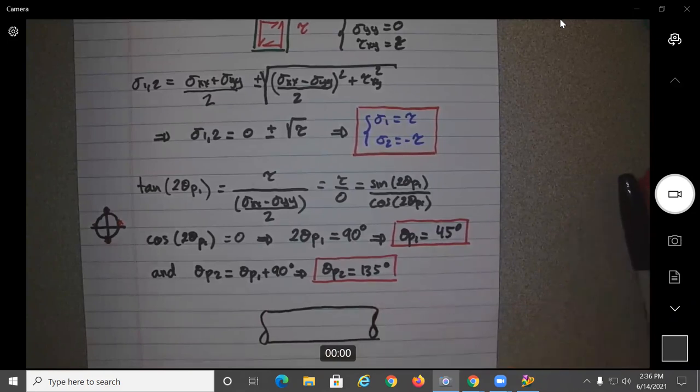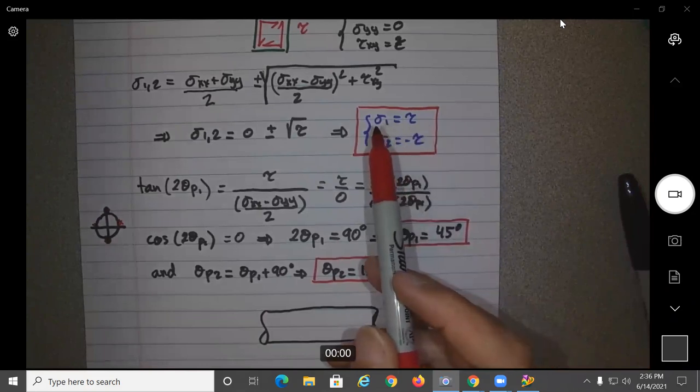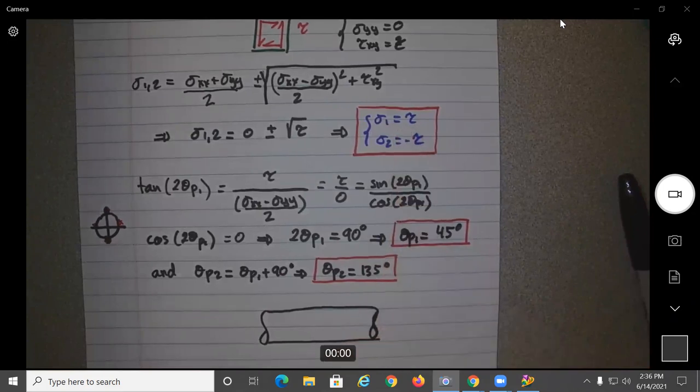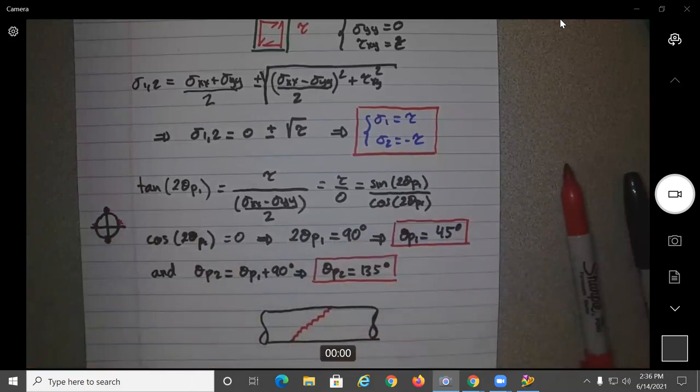So how is the bar going to break? It's going to break at a value of sigma principal equal to the shear, no? Okay. And at what angle? It could be 45 or minus 45. So it will break probably this way, no? Is that true? If you take a piece of chalk when you're a kid and you twist it, how will it break? At an angle, no? Of 45 degrees. So that's what the math is showing, no?